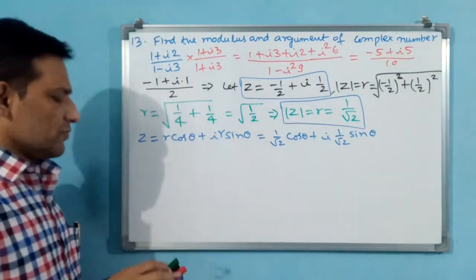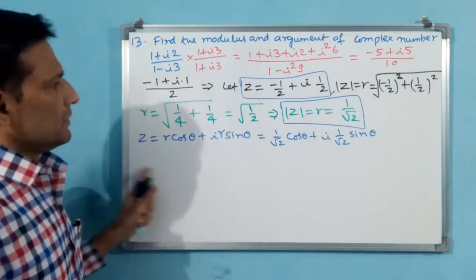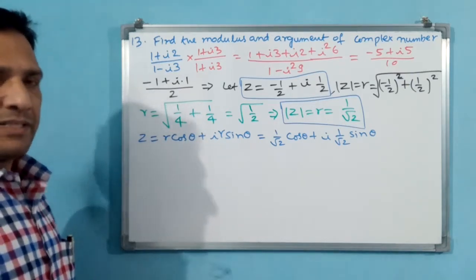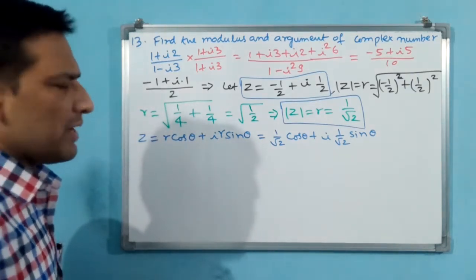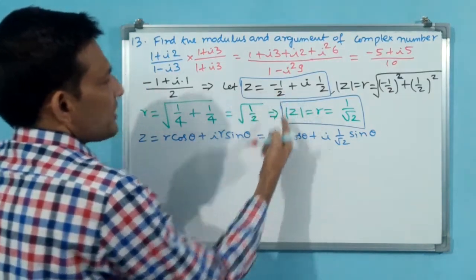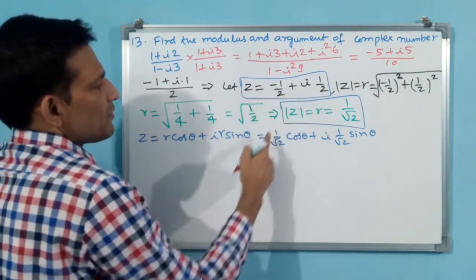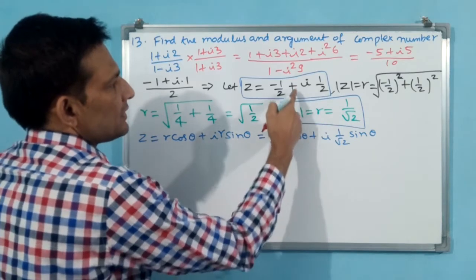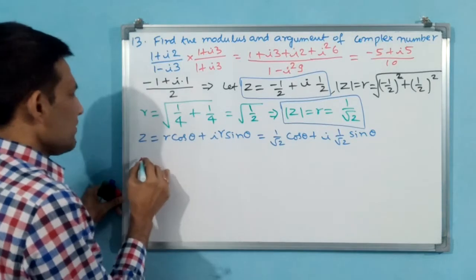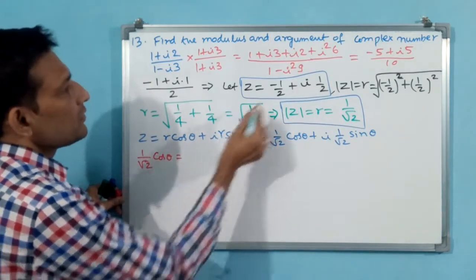These two are polar form. Because if you write the polar form, then you can compare and find the value of theta, the argument. You see, this is z: minus 1 by 2 plus i 1 by 2, and 1 by root 2 cos theta plus i 1 by root 2 sin theta. That means 1 by root 2 cos theta is equal to minus 1 by 2. Write down: 1 by root 2 cos theta is equal to minus 1 by 2.